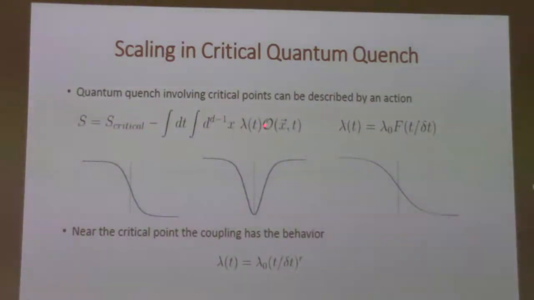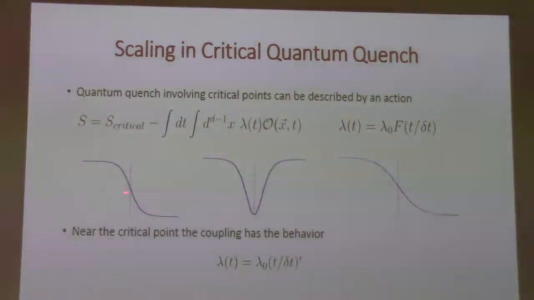with a deformation with some operator which has some given conformal dimension delta, and I'll choose this operator to be a relevant operator. The coupling which sits in front of this operator is time dependent now. This is something which in the literature is called a global quench because it's homogeneous in space, and the kind of time dependence I'll take is through a function which is a function of time divided by a scale which is delta t, which is the time scale of the quench in the problem.